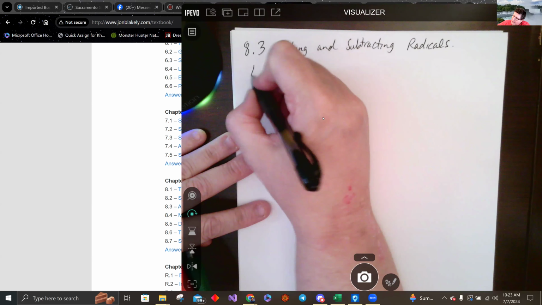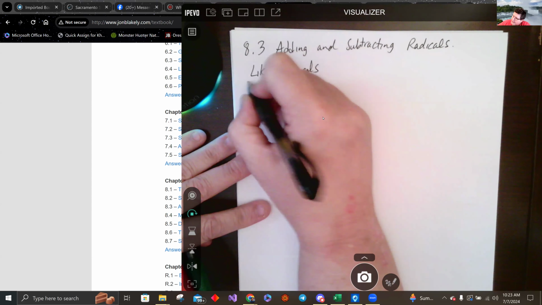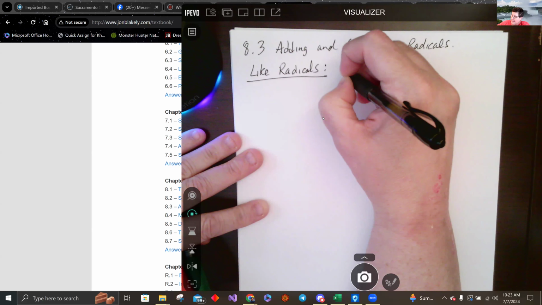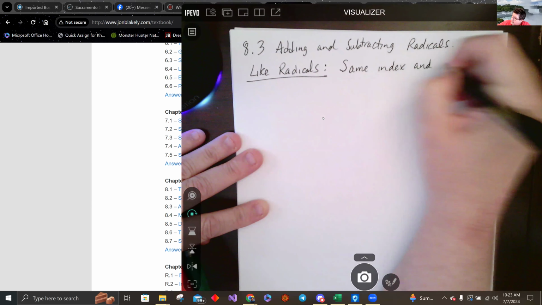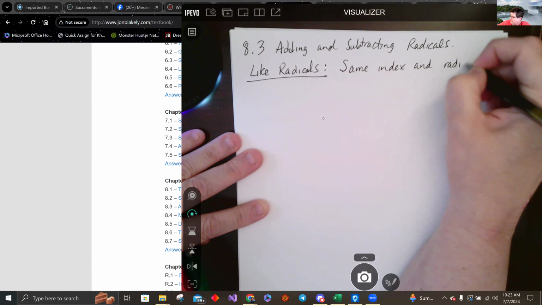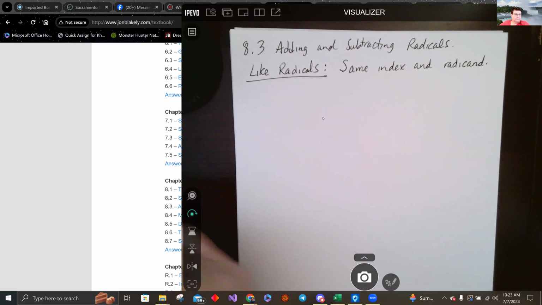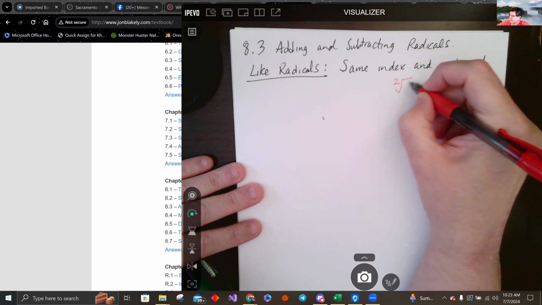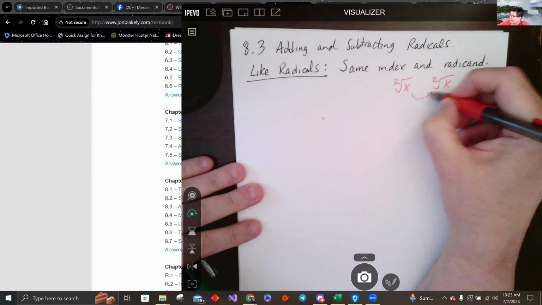So to start with, we need to describe what a like radical is. Like radicals have the same index and radicand. So like the square root of x, square root of x. These are like.